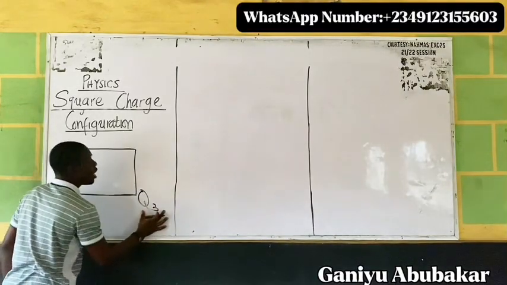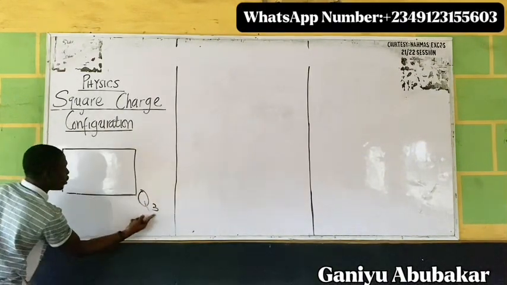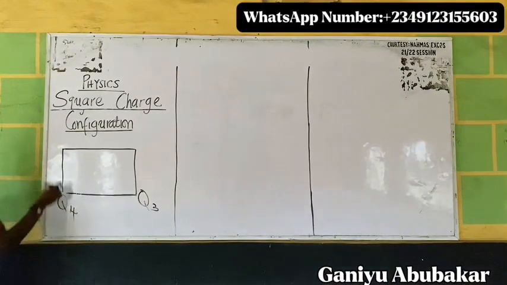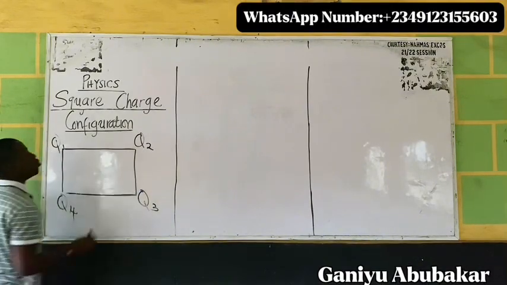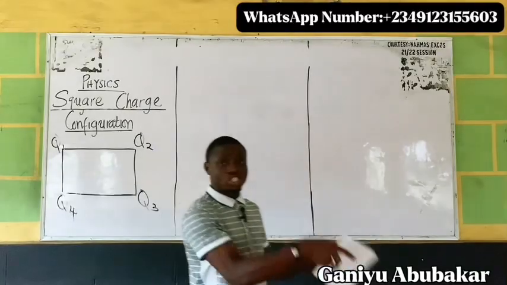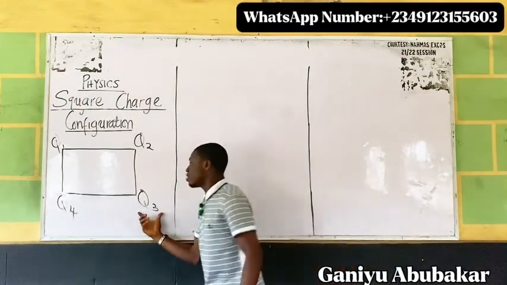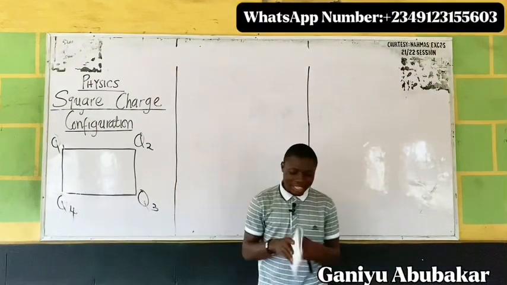From Q3, I'm moving in a clockwise direction. After Q3 is Q4, after Q4 is Q1, and then Q2. This is what the question is telling me. Some questions will tell you the direction, and this one is telling me how I'll start. So Q3 first, then Q4, Q1, and Q2.